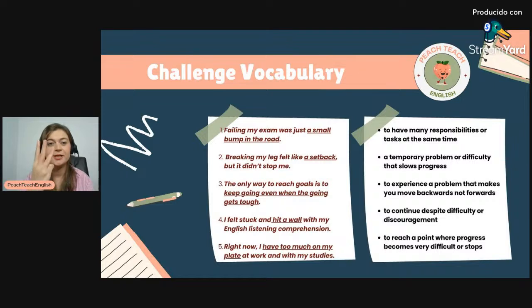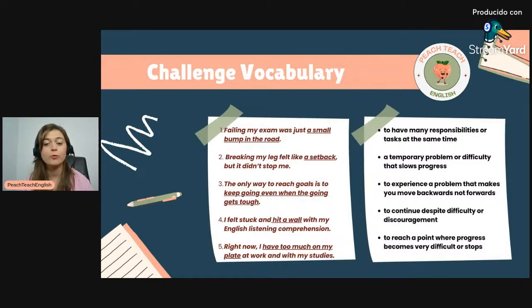It's going to be number 3. To experience a problem that makes you move backwards, not forward. So that's the idea, guys. It's a setback. Instead of moving forward, it sets you back. So sometimes we have challenges that make it difficult for us to continue towards our goals. So we can call this a setback. All right, let's look at number 3.